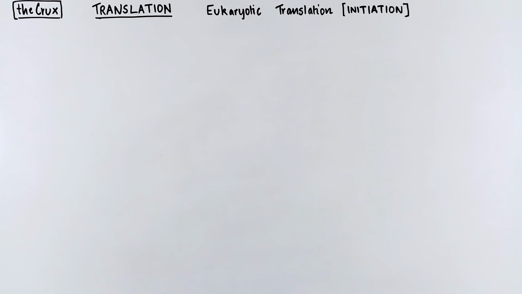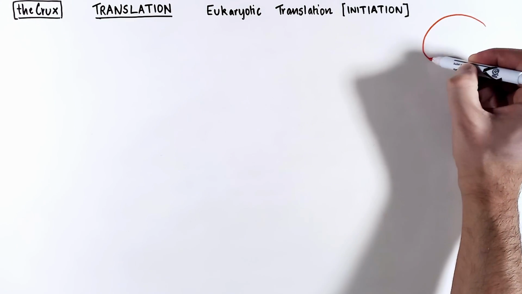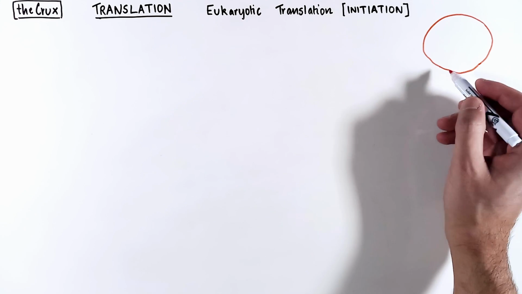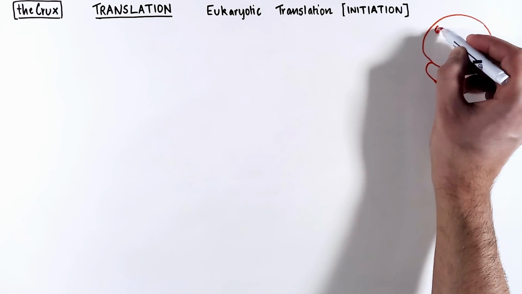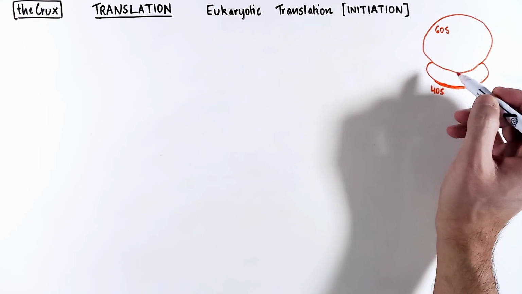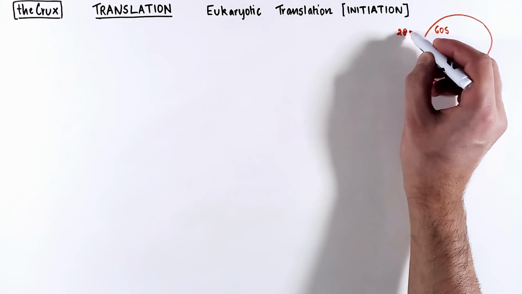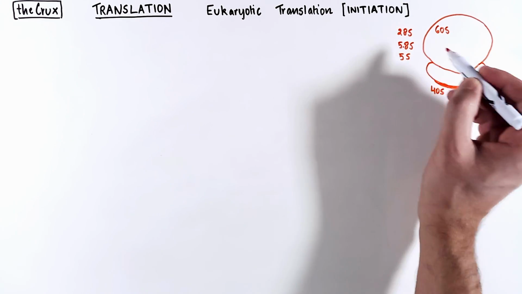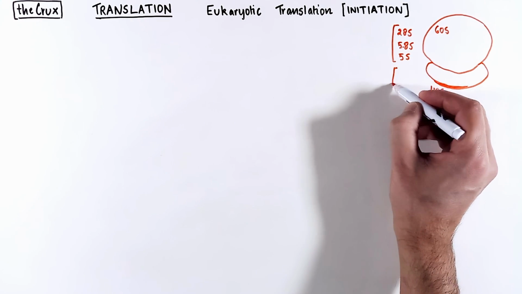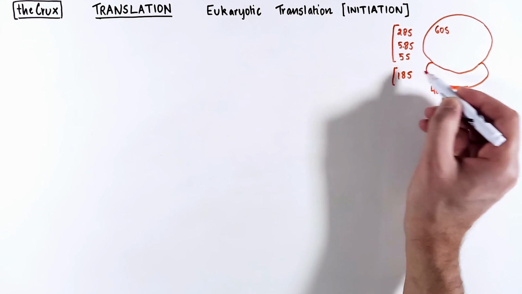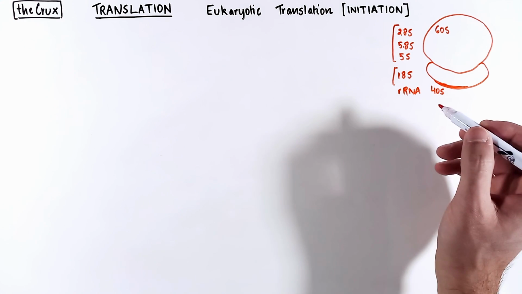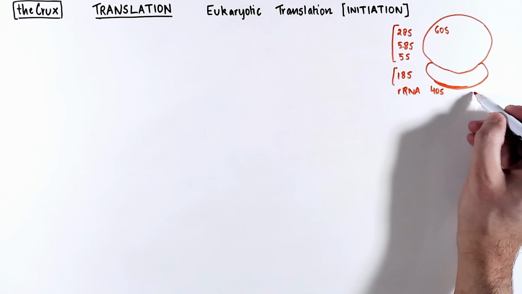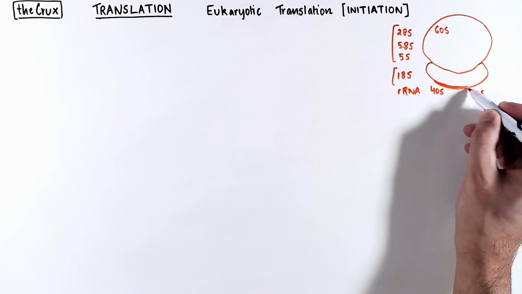Before we dive into the process, there are two things that you should keep in mind. The first is the structure of the eukaryotic ribosome, which consists of two subunits, the 60S and the 40S subunit. The 60S is made up of proteins and three major ribosomal RNAs. These are 28S, 5.8S, and the 5S ribosomal RNA. On the other hand, the 40S subunit has the 18S ribosomal RNA as its major component. And this entire protein and RNA complex in eukaryotes is known as the 80S ribosome.